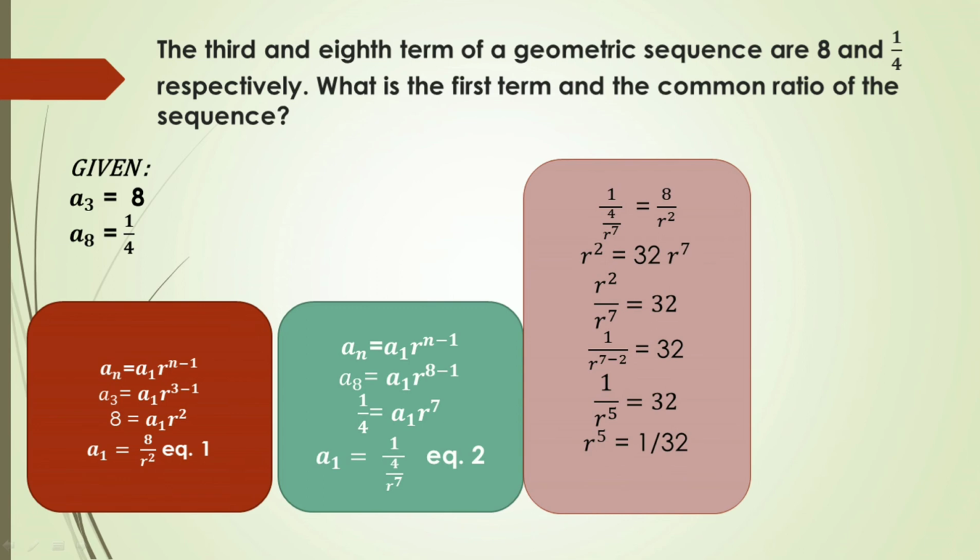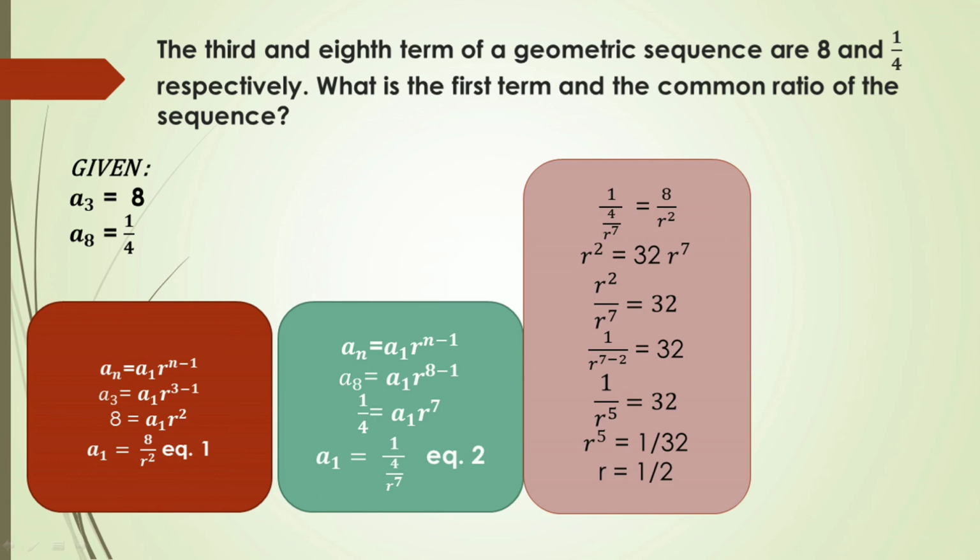Paano naging 1 over 32? Simply multiply 32 times r raised to 5, which is equal to 32 r raised to 5, equal to 1. So we have 32 r raised to 5 equal to 1. Divide both sides by 32, so that is why r raised to 5 equal to 1 over 32. And get the fifth root of 1 over 32, or extract roots on both sides. Since 5 yung exponent natin, so extract fifth root on both sides. Cancel out the fifth root and fifth power.